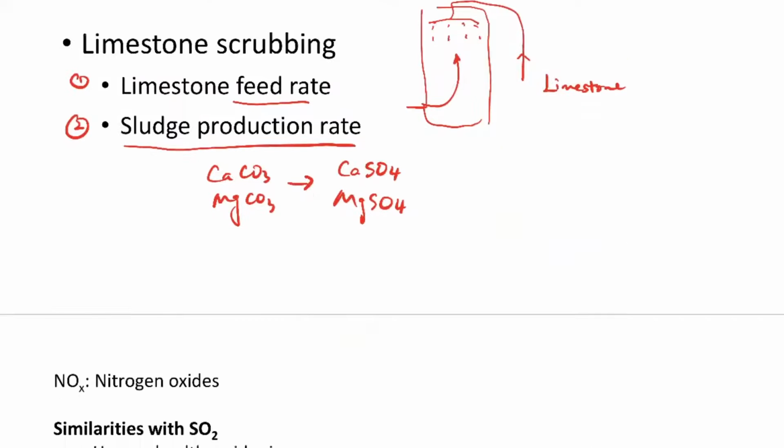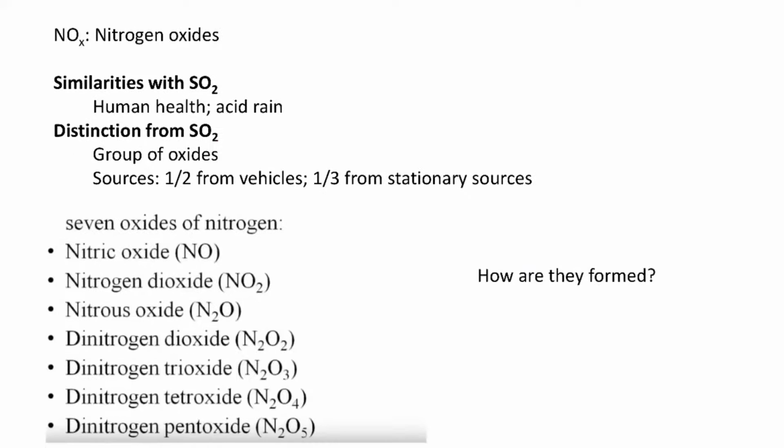Okay, so from this class, we're going to learn about the nitrogen oxides, and we also call them NOx. So NOx means a group of nitrogen oxides. Since we have already learned the sulfur oxides, I think there can be some similarities and distinctions between them. Generally we call those SOx.